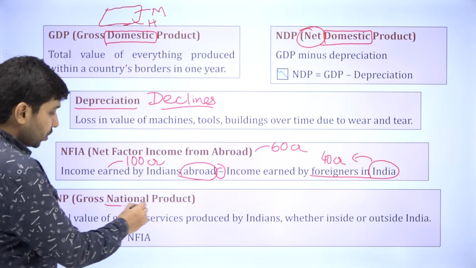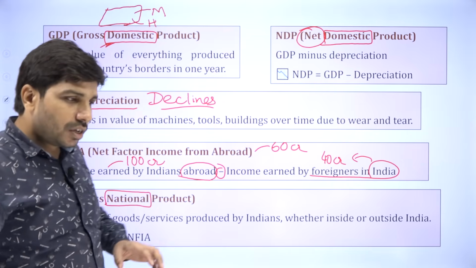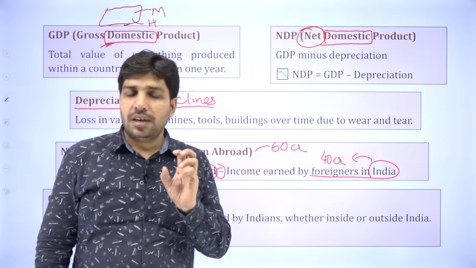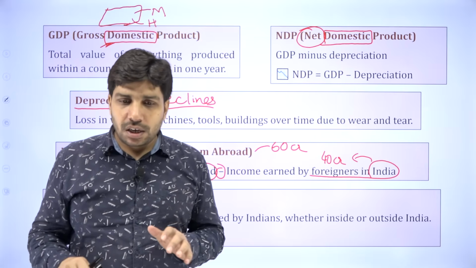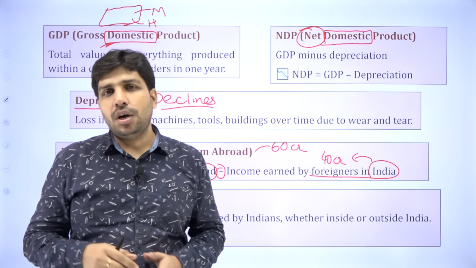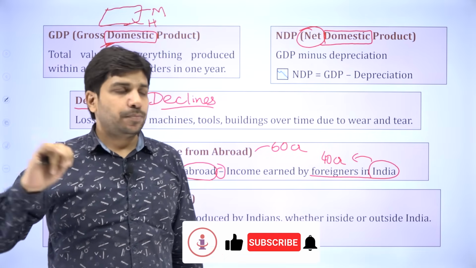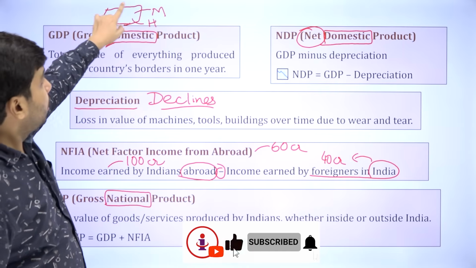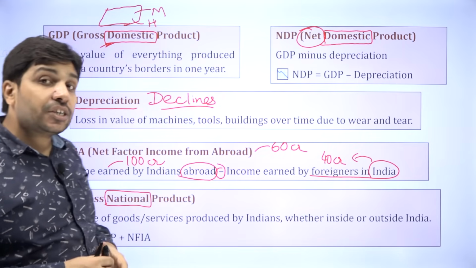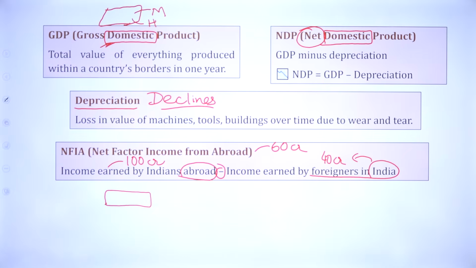Okay. Then we have the concept of gross national product. So here it is national. It was domestic, now it is national. National says that if you are talking about gross national product for India, it means whatever Indians are earning is called the national product. It doesn't matter whether Indians are earning within India or outside India. For domestic product, the concept of boundary was important, but in national product, the concept of nationality is important. So, gross national product.